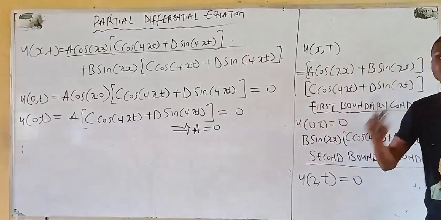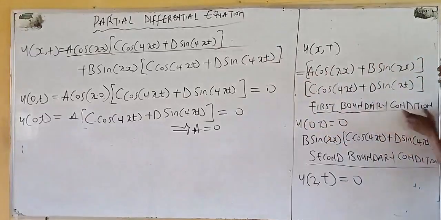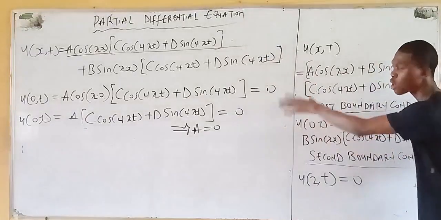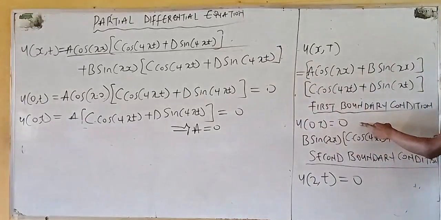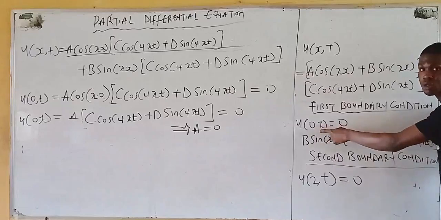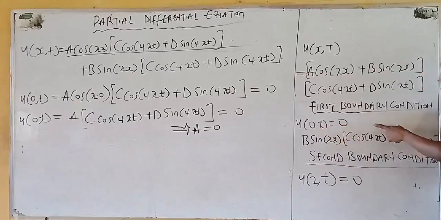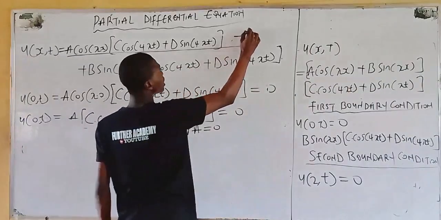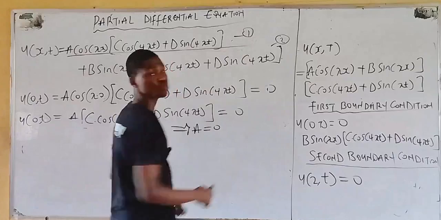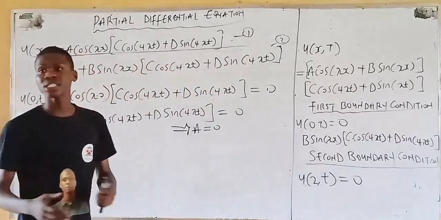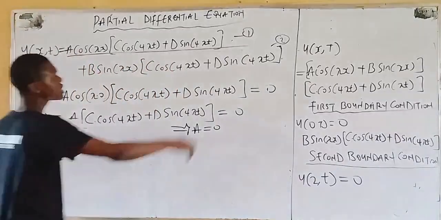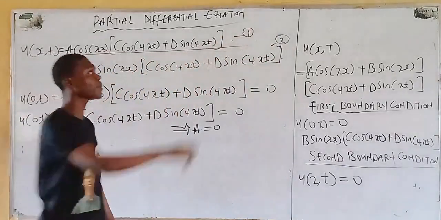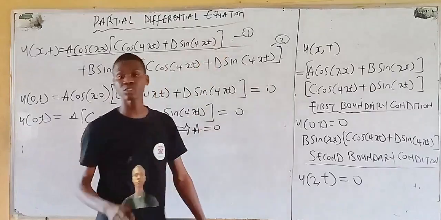Now, your first boundary condition, given from the question, is that when x equals 0, equate your wave equation to 0. That's what we did. Meaning that if this is my wave equation, we are using this first expression, let's say this is 1, let's say this is 2. Are you getting me? Yes, sir. If you want to apply your first boundary condition, apply it to this first one.